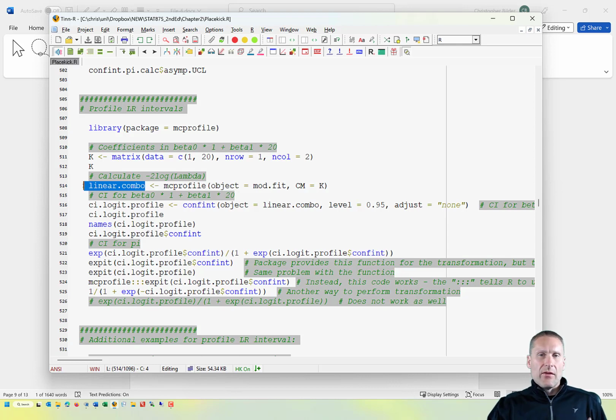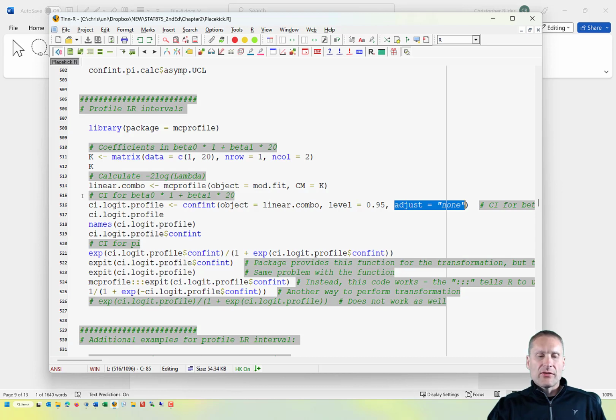Using this information that's stored in linear.combo, I can use the confint function with it. Remember how confint was a generic function. There's a specific method function in mcprofile that says, okay, let's take all the computations that are done in linear.combo and form a confidence interval with them. So if I say object equal linear.combo, I want a 95% interval and adjust equal none. I'll explain why I did that a little bit later on.